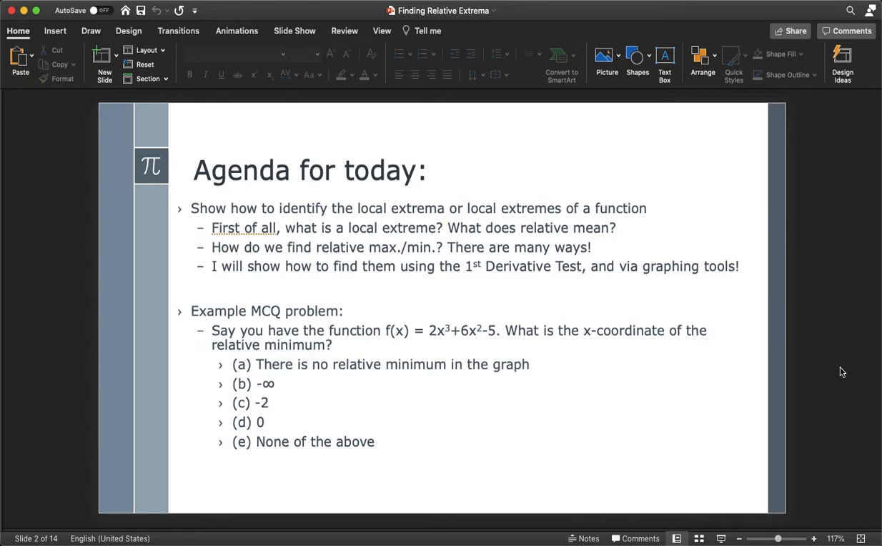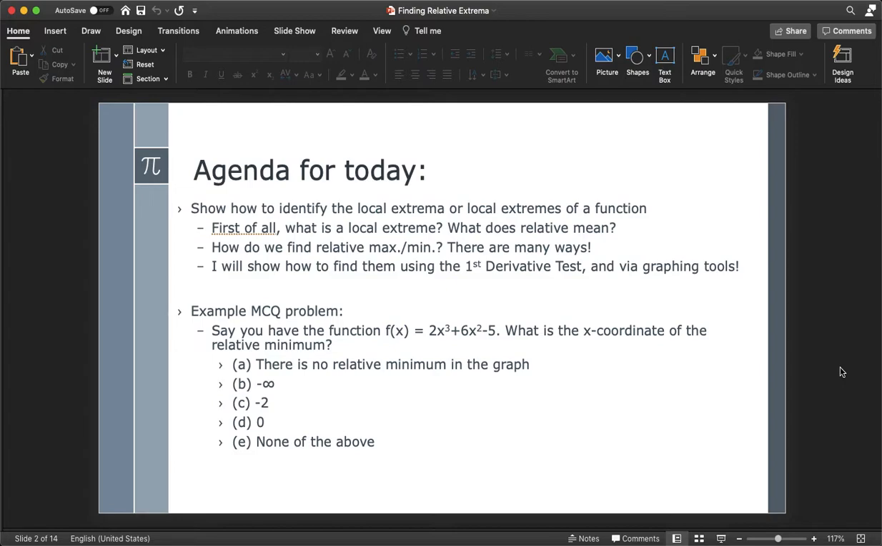What does relative mean? Relative means that the maximum or minimum that you're finding in a function is within a certain interval of points in the function, and I'll show this a little bit later. You can find a point in that small interval which is the highest among the points, or the lowest among the points if it's the minimum.